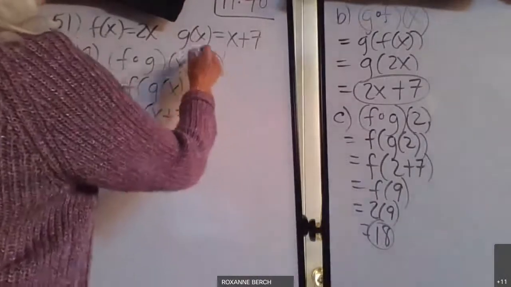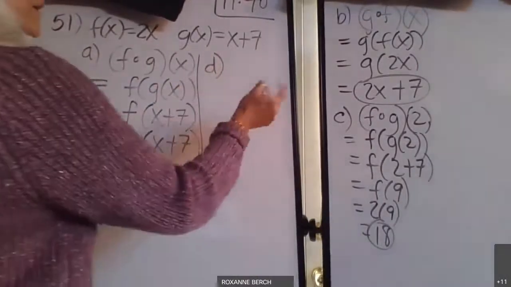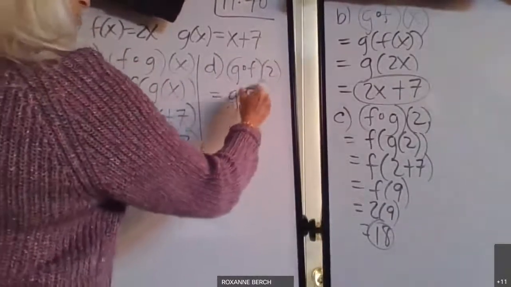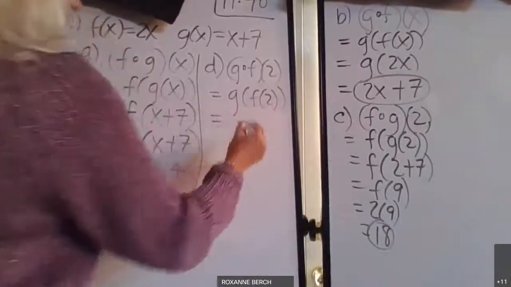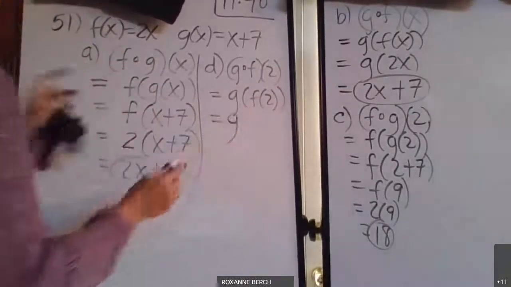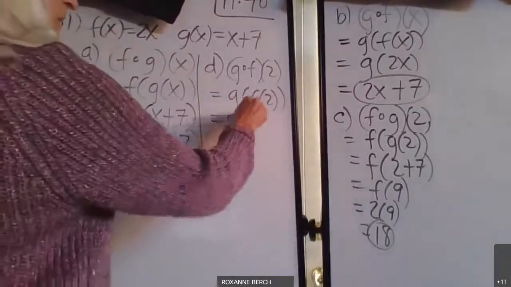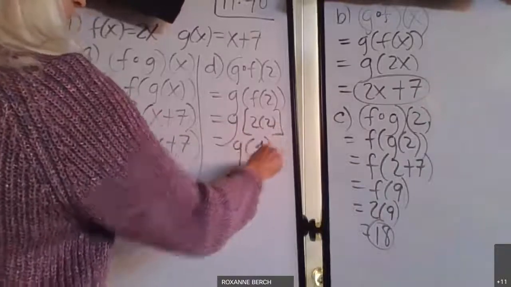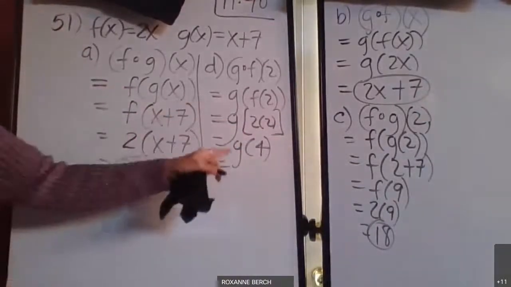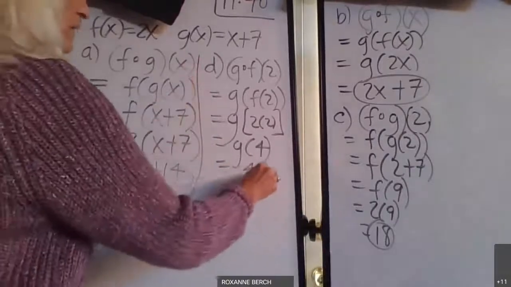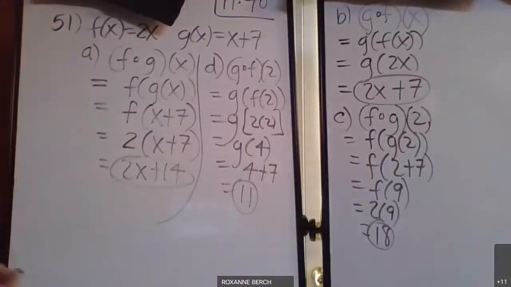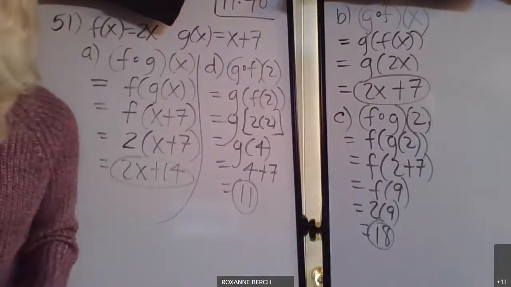And then in D, let's see if I can just work it over here. You got g of f of 2, which is g of f of 2 by definition, which is g of, you put a 2 into the f function, which would be 2 times 2, which is g of 4. So now you go back to the g function and put a 4 in, and I think most of you got 11. So just make sure that your notation is really similar to this.